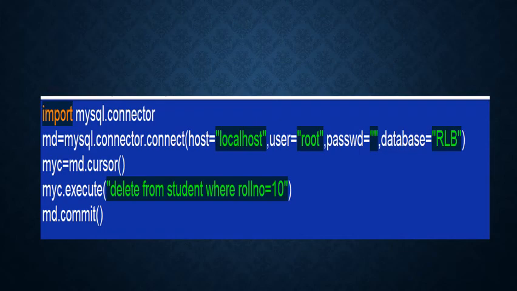In this query, we are deleting the record. So for the delete query, the same execute function is used. This will delete the roll number 10 record from the table. So this is making changes in the data. That's why we also have to use this commit function in the end.